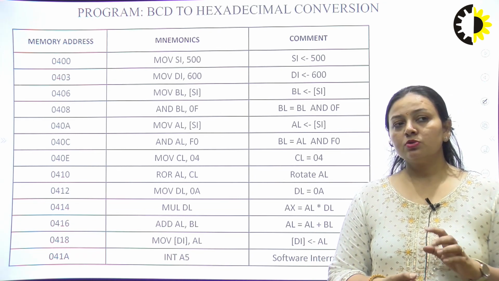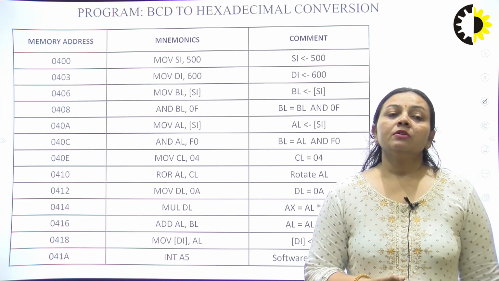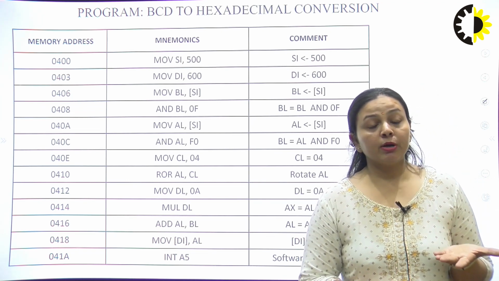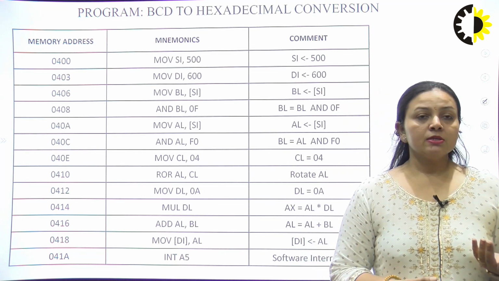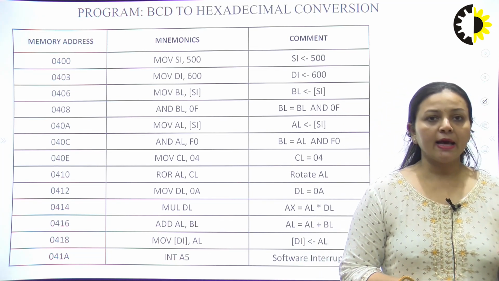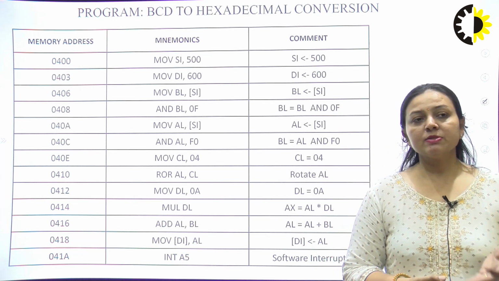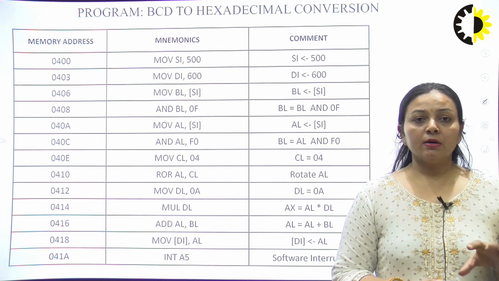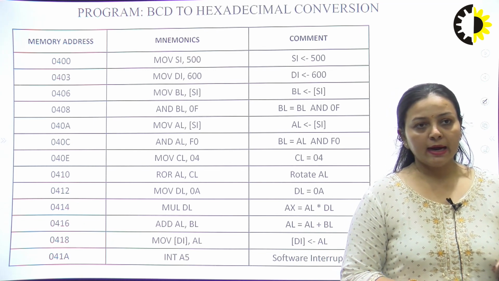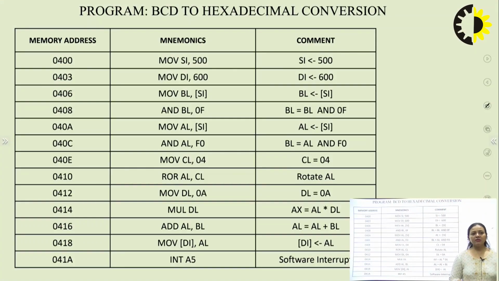that means you have got the correct hexadecimal output. First, we need to decide from which location I am starting my program. There are two things: your source location and your destination location. I am assuming my input is stored starting from location 500, and the destination can be at location 600. So the program we start here from location 0400.